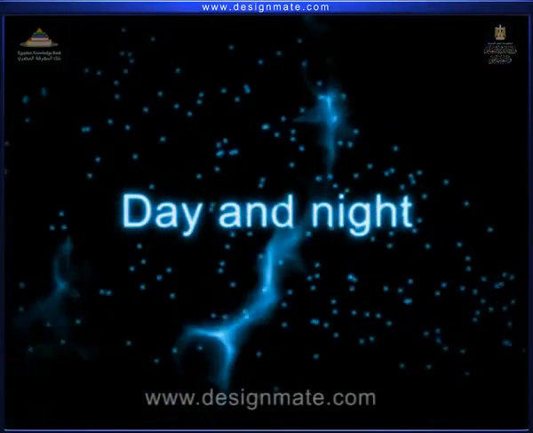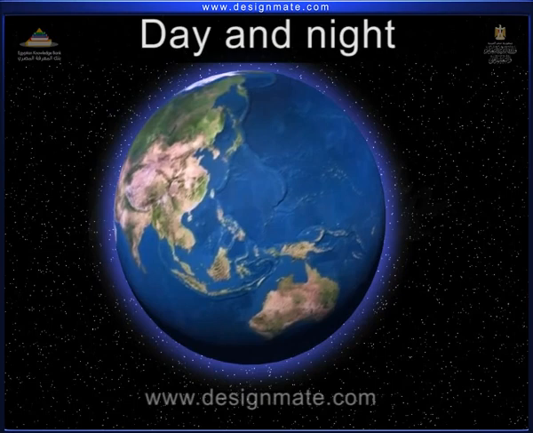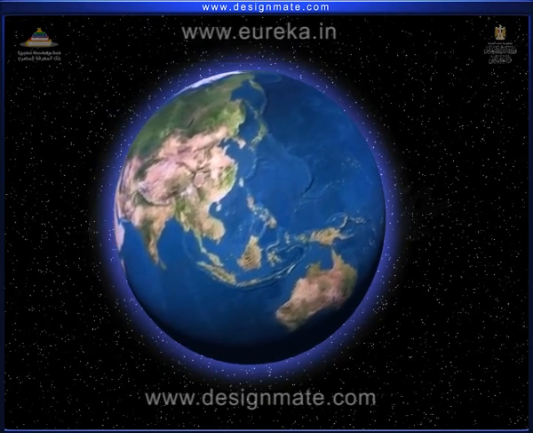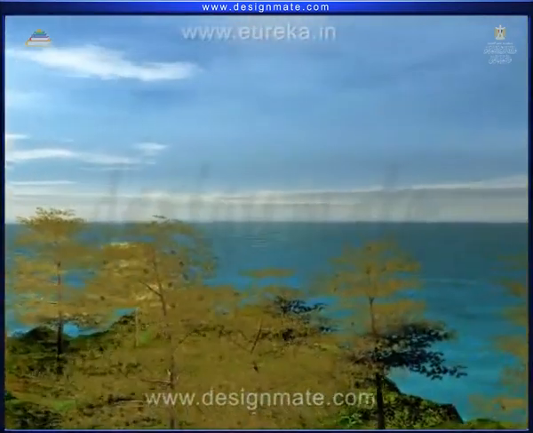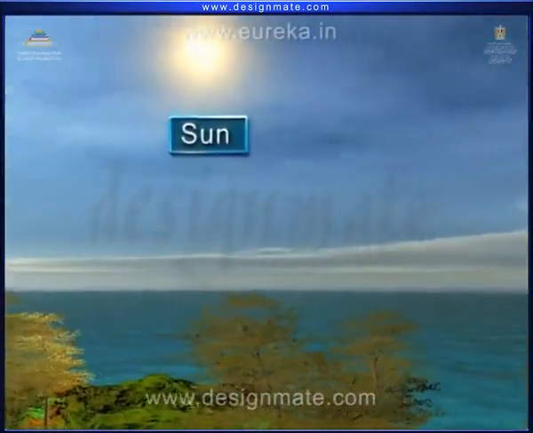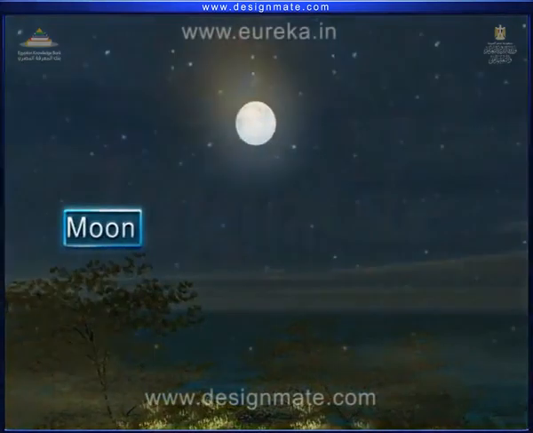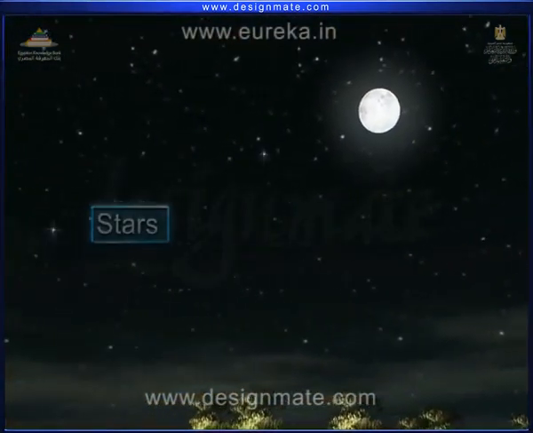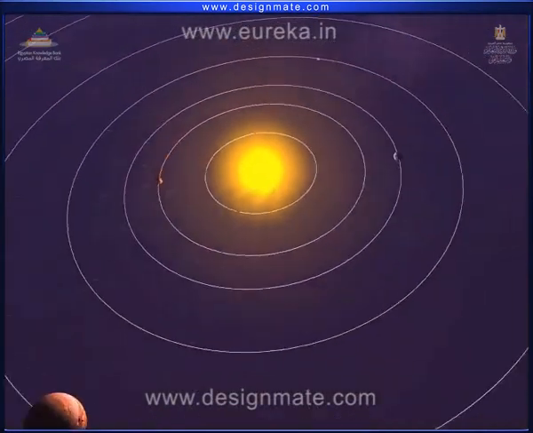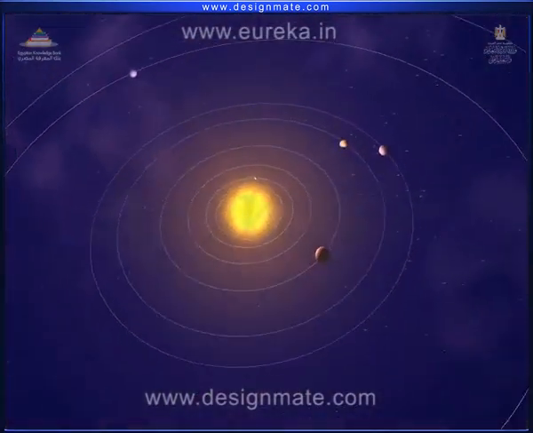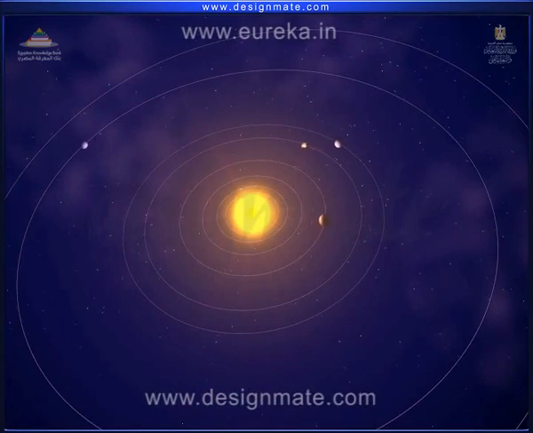Day and night. We live on planet Earth. We can see the sky from Earth and also see the sun, moon, and stars in the sky. The sun, moon, stars, and planets are called heavenly objects. There are many such heavenly objects in the universe.